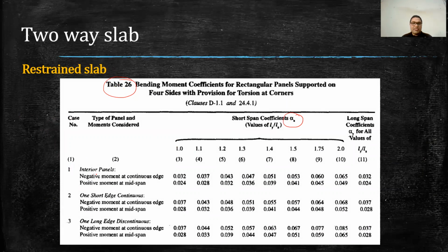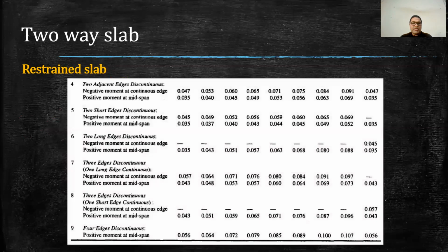9 cases. Basically, there are 9 cases through which we have to identify the case for our slab, which we will be designing. And based on that case, there will be two values, alpha x and alpha y. As we know, alpha x and alpha y are dependent on the ratio Ly by Lx, and alpha x is further dependent on the cases. So there are cases like interior panel, one short edge continuous, one long edge discontinuous. Similarly, if I go to the next slide, there are the remaining 5 cases.